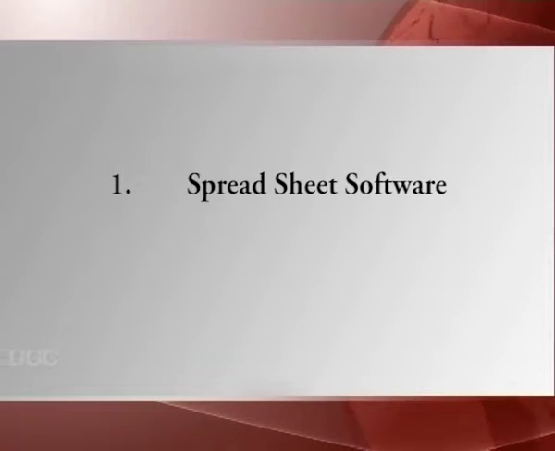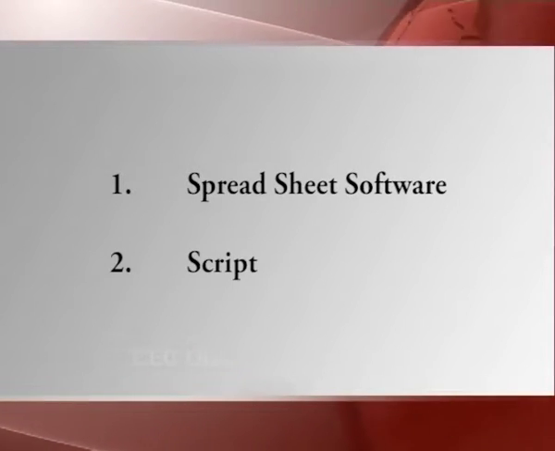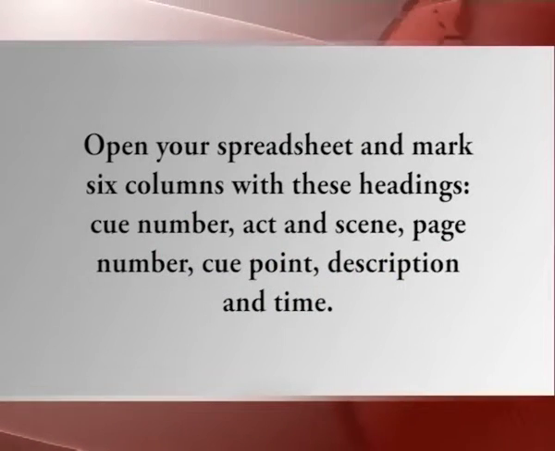Now, what are the things you need for a cue sheet? The first is spreadsheet software and the second is a script. The instructions for doing this: first, open your spreadsheet and mark 6 columns with these headings: cue number, act and scene, page number, cue point, description, and time.